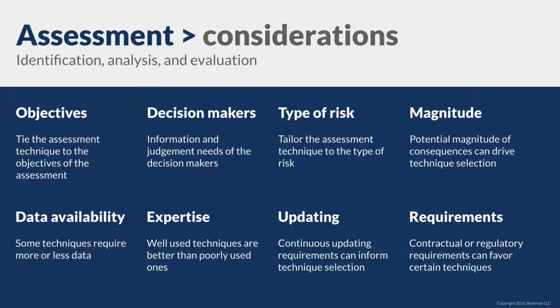The type of risk matters. We should tailor the risk assessment technique to the type of risk. The magnitude is important. The potential magnitude of the consequences can drive the technique selection. High consequence risks need careful analysis to determine the exact scope of the consequences and also to determine the likelihood, because even small changes in likelihood can dramatically affect the overall rating for the organization.